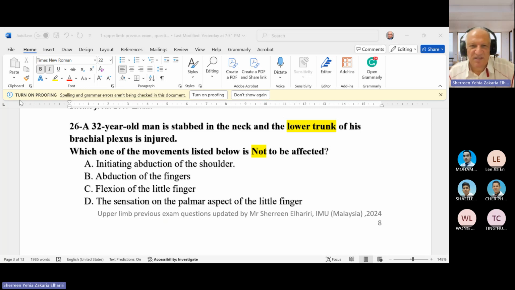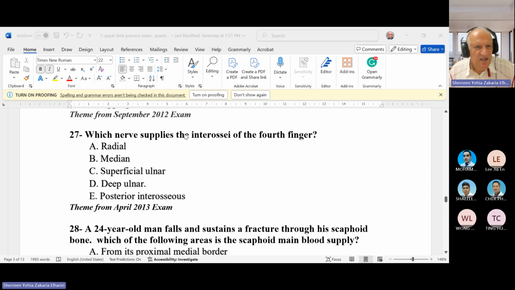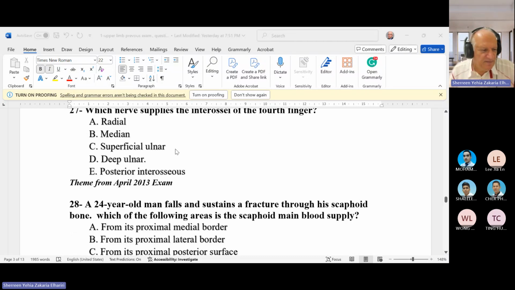because it's important in the nerve distribution. Which nerve supplies the interossei of four fingers? This is a tricky question because all interossei again are supplied by anyone? Ulnar nerve. So whatever he says, one, two, three, four interossei, all interossei are supplied by ulnar. So the deep ulnar or ulnar nerve is the correct answer.